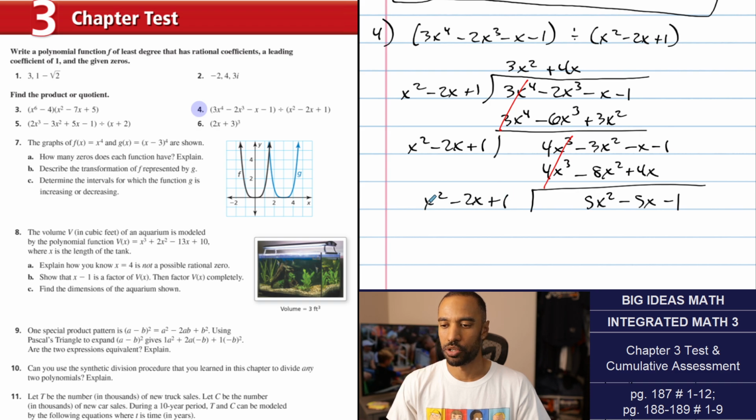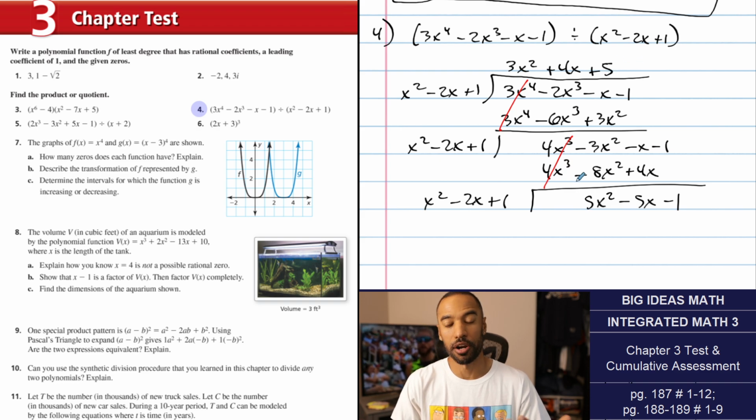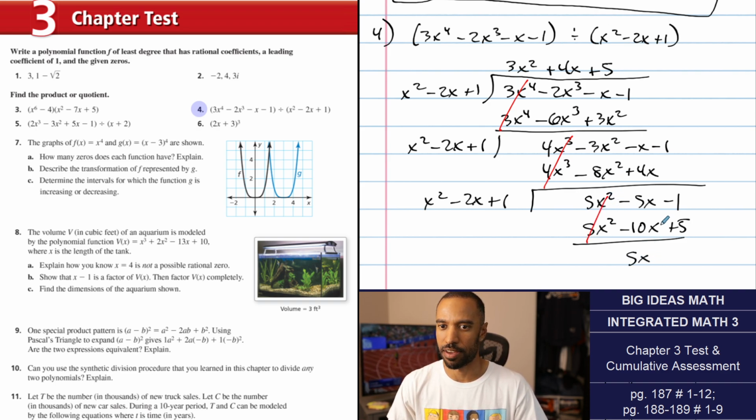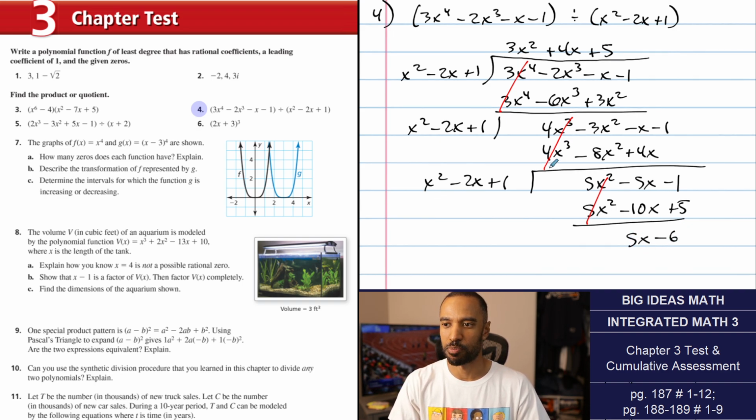This is the last time we can do the division on it because this is x squared, this is x squared. Anything of lesser degree will not be able to go into it and will be a part of the remainder if a remainder exists. So we'll have, and there will be a remainder, 5x squared minus 10x plus 5. Subtract these results here. Negative 5x minus negative 10x is positive 5x. Negative 1 minus 5 is negative 6. This is our remainder, the 5x minus 6.